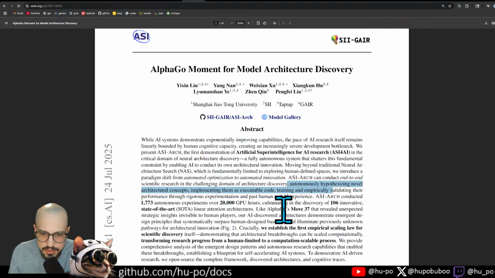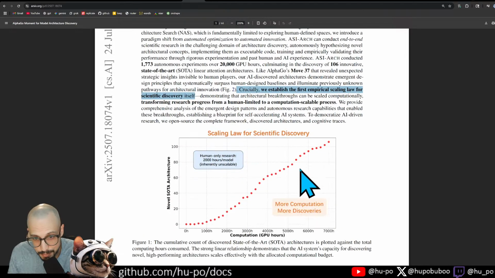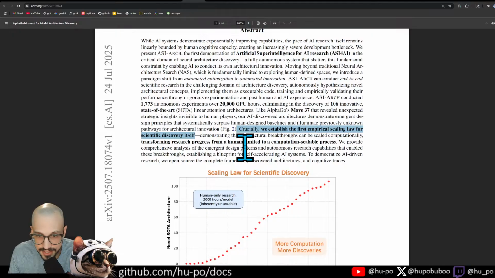20,000 GPU hours. Like AlphaGo's Move 37 that revealed unexpected strategic insights. Our AI-discovered architectures demonstrate emergent design principles that systematically surpass human design baselines and illuminate previously unknown pathways for architectural innovation. Crucially, we established the first empirical scaling law for scientific discovery itself, which is probably also garbage, probably also not a law. My pet peeve is people using the word law to describe something that is just very constrained.